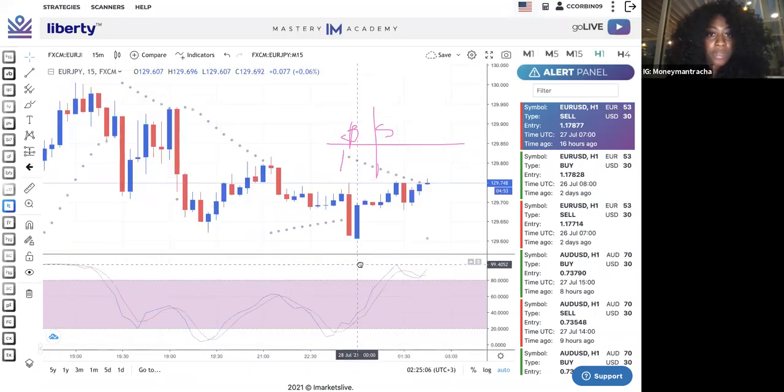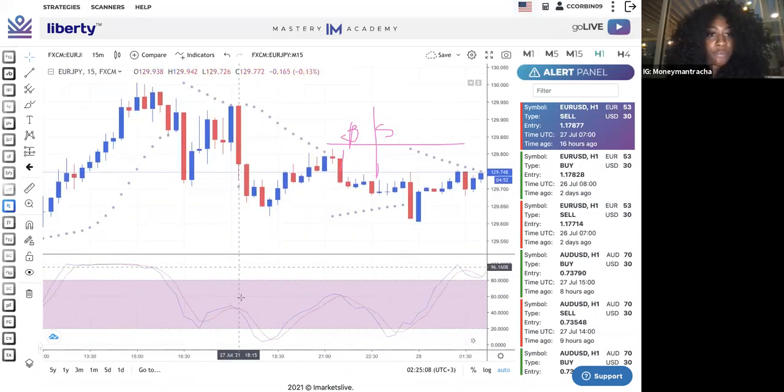And if the red is on top of the blue, like for example right here, let me circle it with my mouse. You can see how the red is over the blue, and we also have a red candle under the purple dot. If you can see how that's a great alignment for a sell, just drop some 7s in the chat.